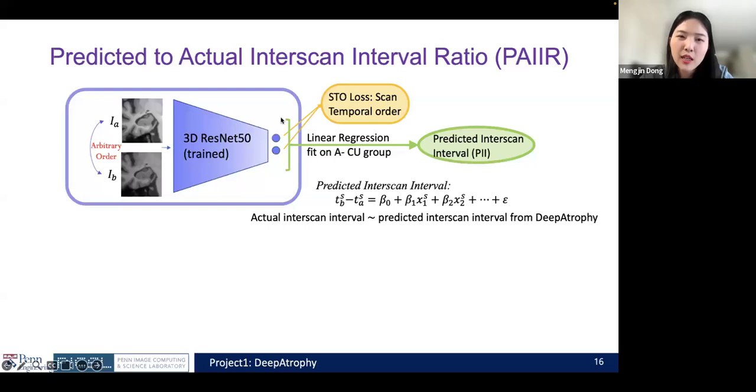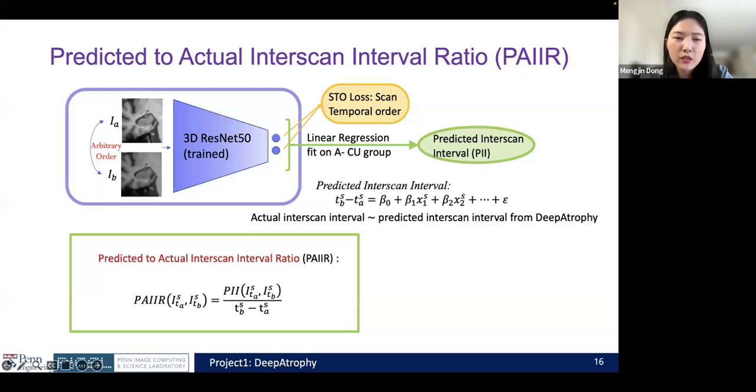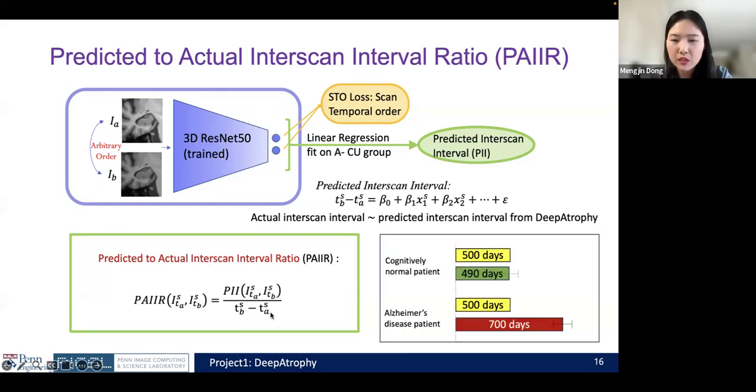So we took the last activation layer as factors here, x1 through xn, and the y-axis, or the predicted variable, will be the actual time spent in this interscan interval. With this, we will predict an interscan interval for each image pair. And then the rate of progression will be represented by the predicted to actual interscan interval ratio, which is the predicted interscan interval divided by the actual time elapsed.